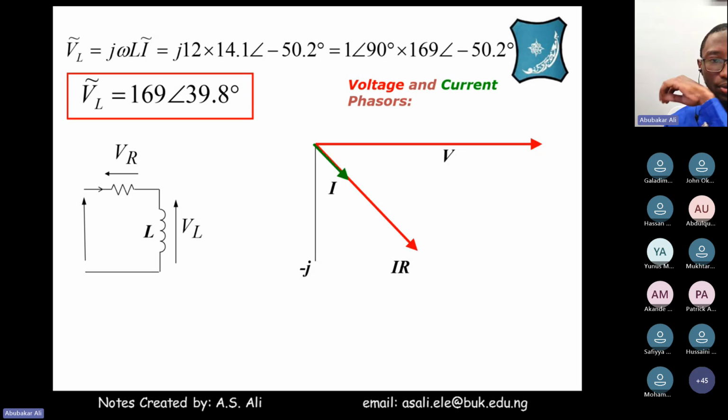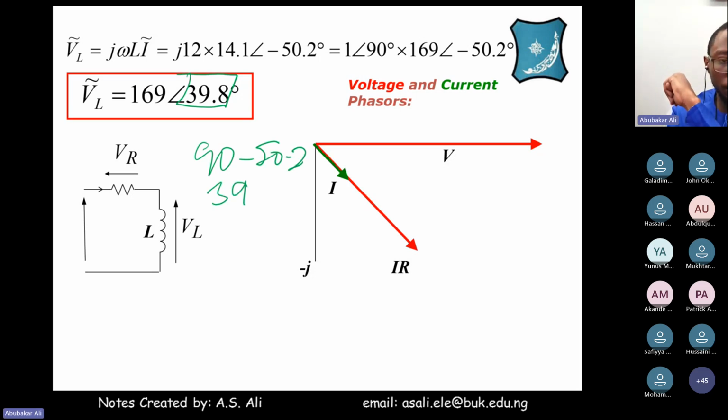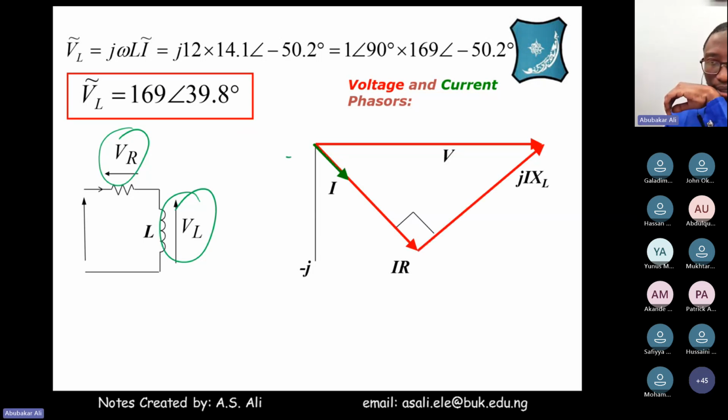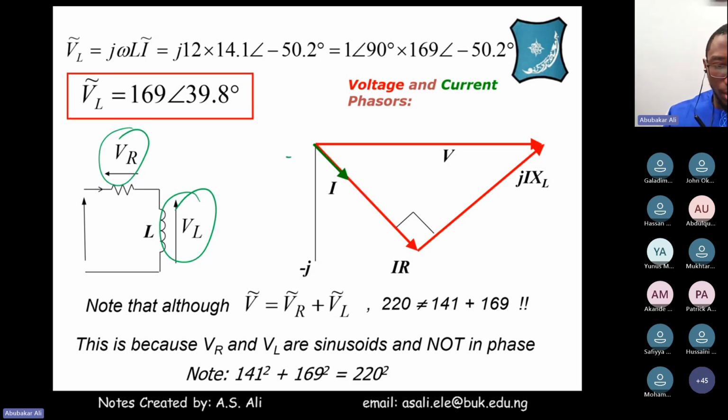Okay, so we are happy now. We got our value, which is 90 minus 50.2, that's 39.8. And 12 times 14.1, that's 169. So we know VL and we know VR. So this is done, this is done. Okay, so what's the resultant? This is the resultant. So this is something to keep in mind.